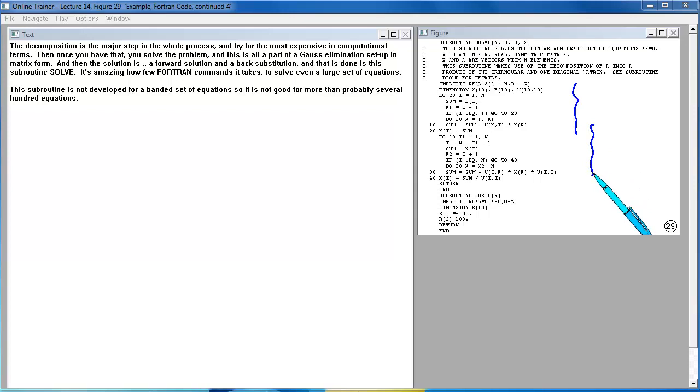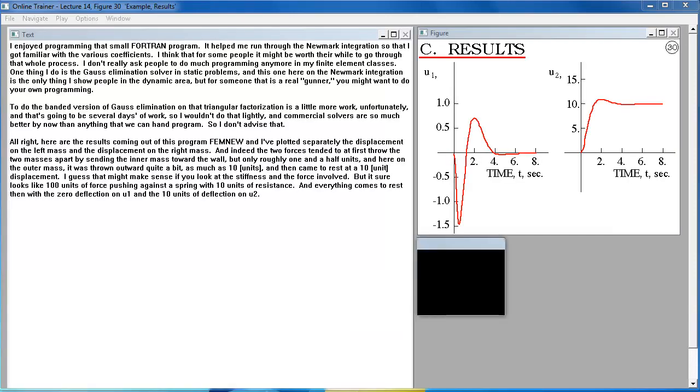It's amazing how few Fortran commands it takes to solve even a large set of equations. This subroutine is not developed for a banded set of matrices, and so it's not good for more than probably several hundred equations. I enjoyed programming that small Fortran program, and it helped me run through the Newmark integration so that I got familiar with the various coefficients. I think that for some people it might be worth their while to go through that whole process.